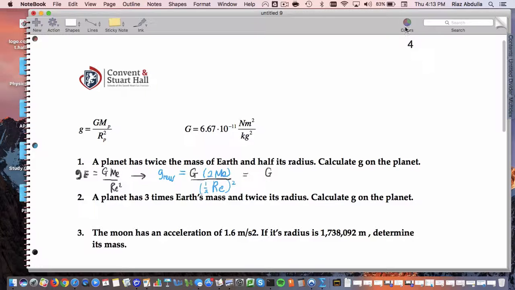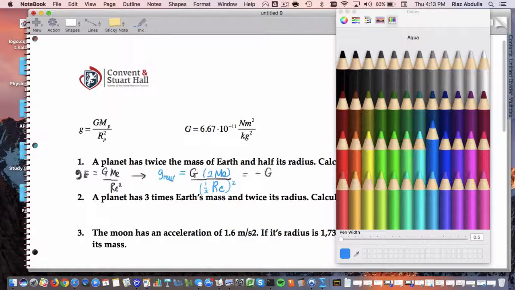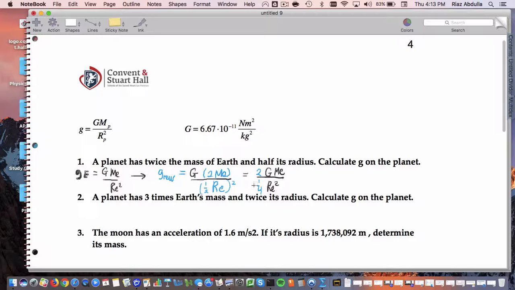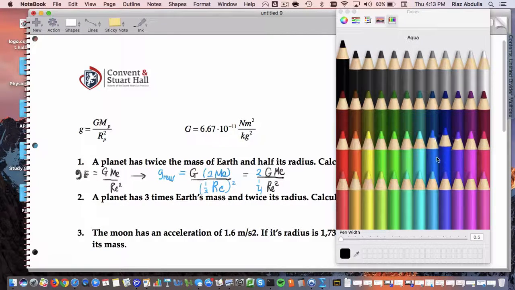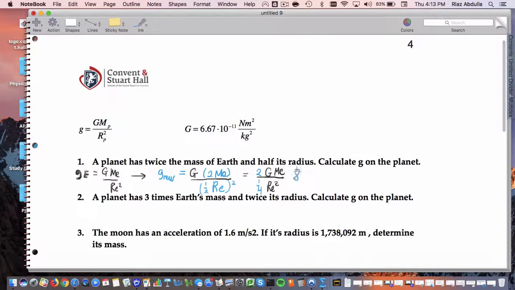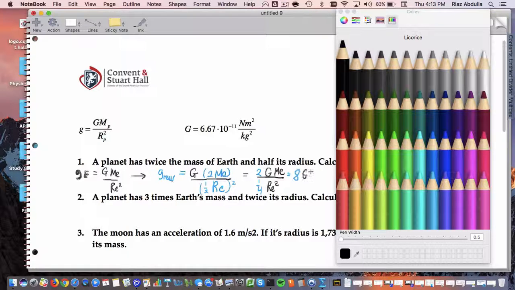Now, when we actually simplify this, we're going to end up getting g. And then I can pull this 2 out in front, times G Me, divided by, now this 1/2 becomes 1/4 when we square it, and that's Re squared. And so what's going to end up happening is, when you divide by a fraction, that's the same as multiplying by the reciprocal, so we're going to end up getting 8 times G mass of the Earth divided by radius of the Earth squared.